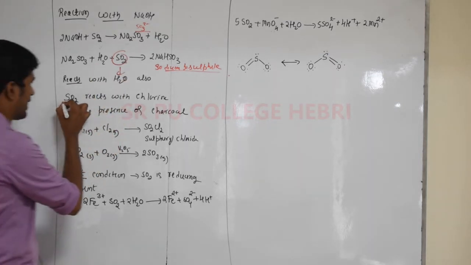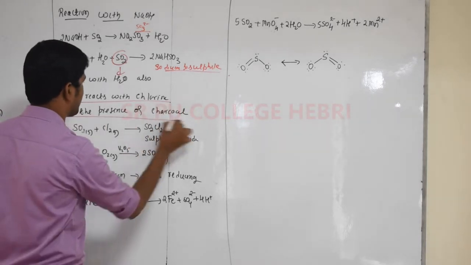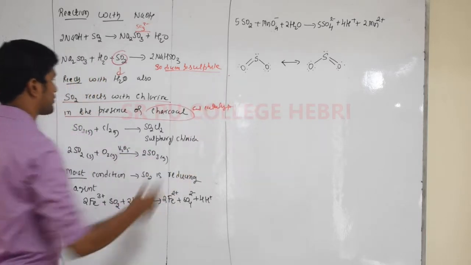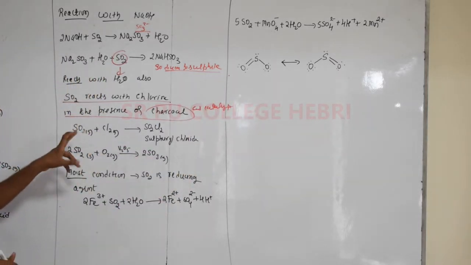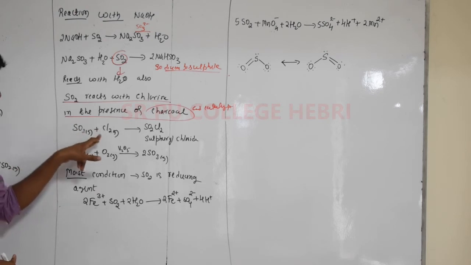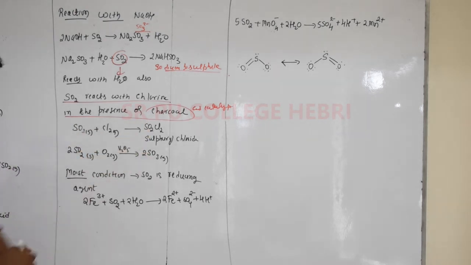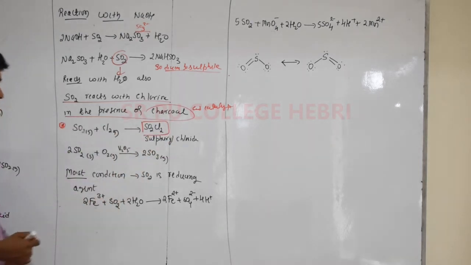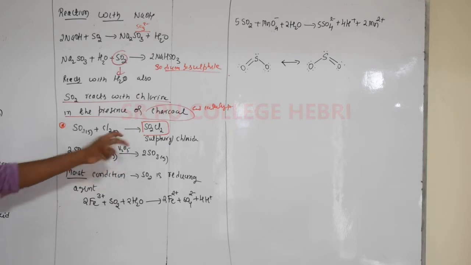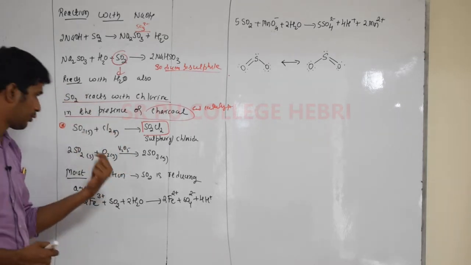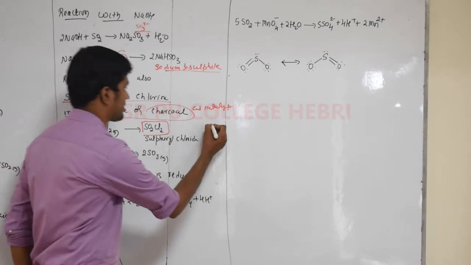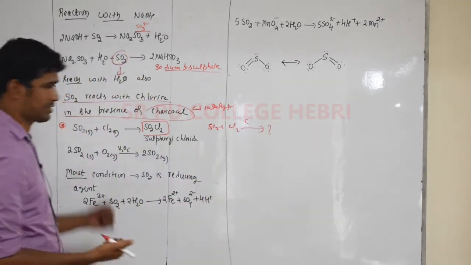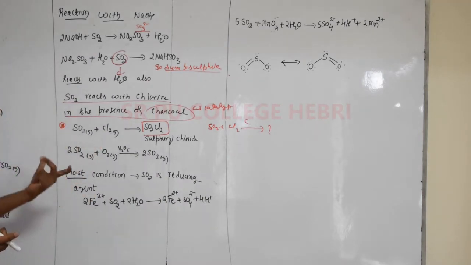Next, SO2 reacts with chlorine in the presence of charcoal as a catalyst. Here charcoal is used as a catalyst. Look at this reaction, it is also important. SO2 plus Cl2 gives you sulfuryl chloride, SO2Cl2. So the reaction is very important. For 1 mark they ask how you prepare sulfuryl chloride, or they give the reaction to complete: SO2 plus Cl2 in the presence of charcoal gives sulfuryl chloride, SO2Cl2. It has been asked many times.